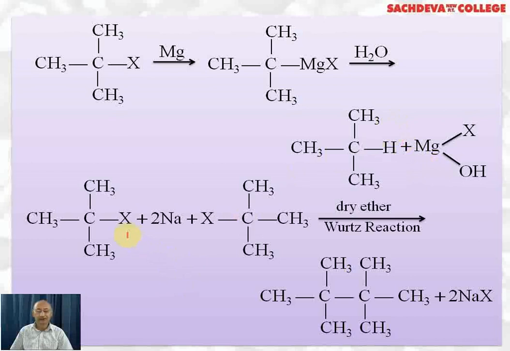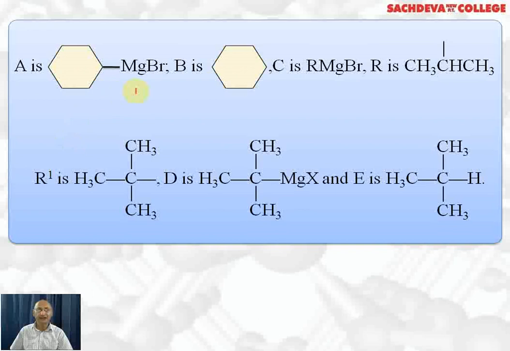Here, the tertiary butyl halide is undergoing Wurtz reaction with sodium metal. 2NaX will be removed and this product will be formed. 2,2,3,3-tetramethylbutane is the name of the product. So A we have identified as cyclohexyl magnesium bromide, B we have identified as cyclohexane, C is RMgBr and R is isopropyl group, R dash is tertiary butyl group, D is tertiary butyl magnesium halide and E is 2-methylpropane.